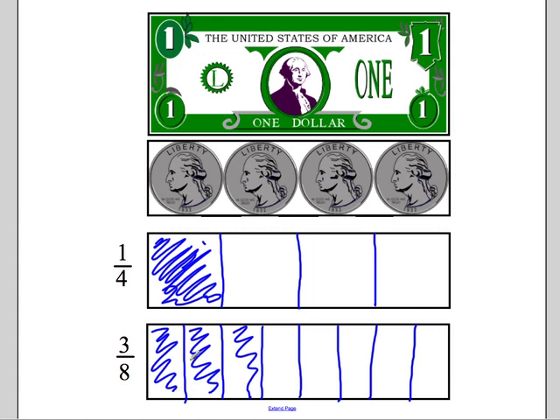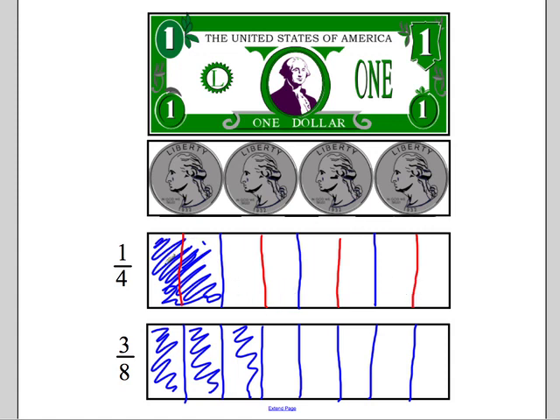Can I add these? No, they're different shapes. Look how fat this block is, and these are little thin blocks. I can't add them unless I do what? What do I have to do to add these? Well, I have to turn my fourths into 8s. Can I turn these into 8s? Sure. I could divide all these blocks in half. Now fourths turns into eighths.